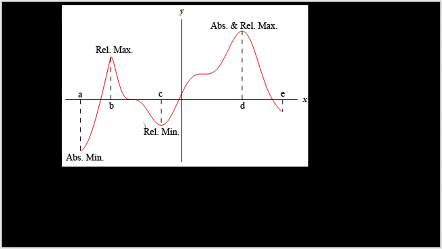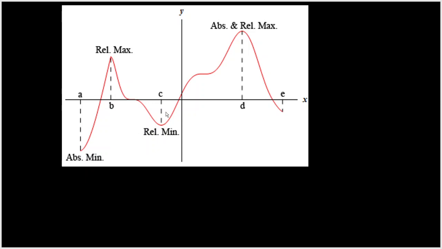I want to repeat the meaning. Again, the meaning is when x is close to b and to the left of b, the function is increasing, and when x is close to b and to the right of b, the function is decreasing. In this case, we say the function has a local maximum or relative maximum at b.